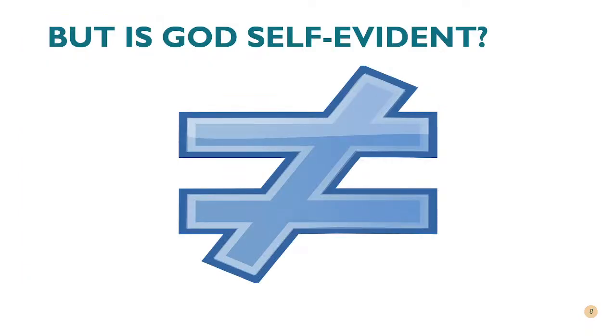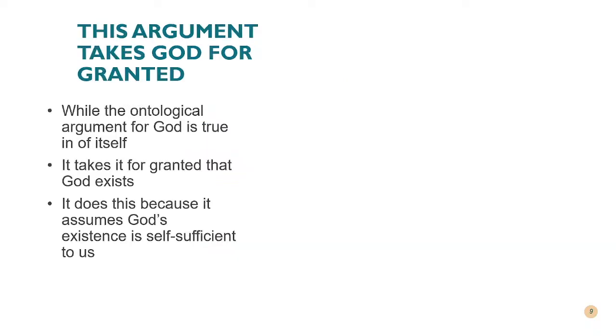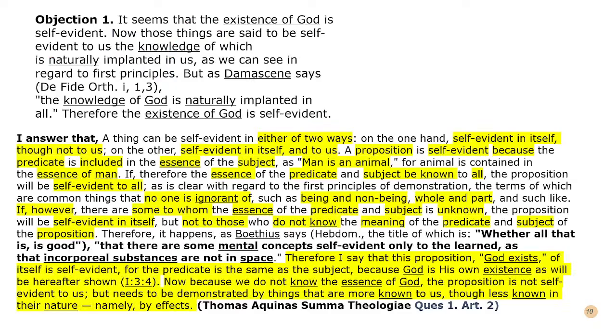One of the problems with this argument, even though I think it does work in general, is that it takes God to be self-evident to us. So what this means is that while the ontological argument for God is true in and of itself, it's a valid argument, it takes it for granted that God exists, or that we can know self-evidently that God exists. It does this because it assumes God's existence as self-evident not only to God but to us. This is where Saint Thomas Aquinas, who disagreed with this argument, touches upon the problem with this argument.